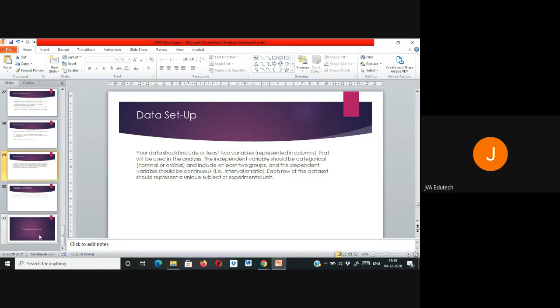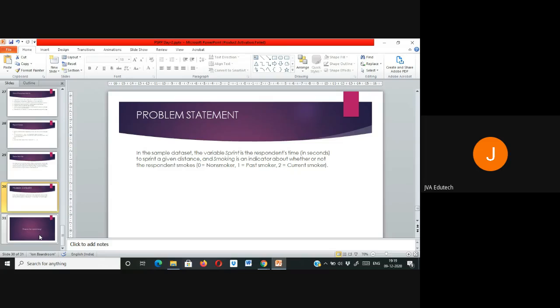So the data setup that is required in the ANOVA is that your data should include at least two variables. However, there should be more than two represented in columns that will be used in the analysis. The independent variable should be categorical, nominal, or ordinal, and include at least two groups, and the dependent variable should be continuous. Each row of the dataset should represent a unique subject or experimental unit.